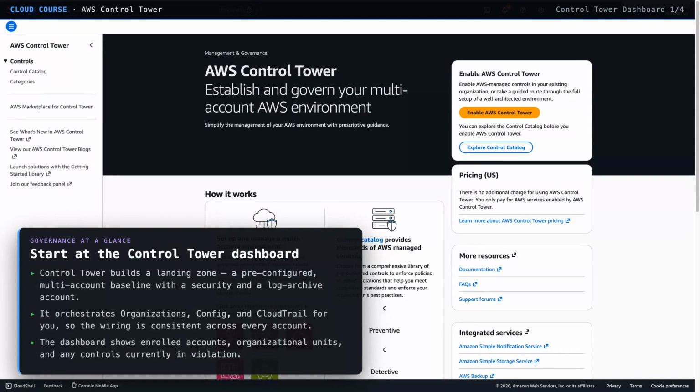This is the Control Tower dashboard. Think of Control Tower as the express setup for multi-account governance. In a few clicks, it stands up a landing zone, a pre-configured baseline that includes a dedicated security account and a log archive account. Under the hood, it orchestrates Organizations, Config, and CloudTrail, so the wiring is identical everywhere. The dashboard gives you a single view of every enrolled account, your organizational units, and any control that's currently in violation.